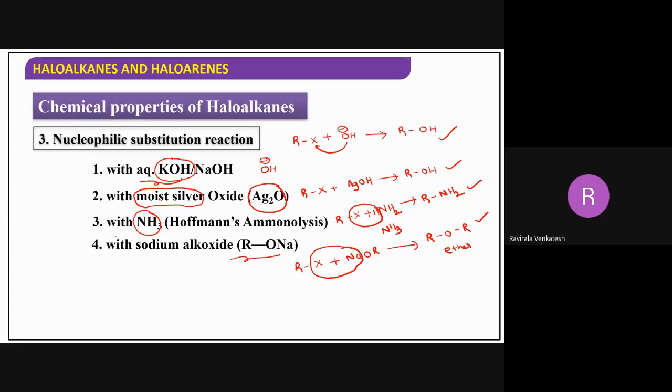All these reactions are nucleophilic substitution reactions. Here in the first one, what is the nucleophile? OH minus. In the second one, again OH minus. In the third one, NH2, NH2 is a nucleophile. In the fourth one, what is the nucleophile? OR. So these are the nucleophiles here. So here, we again discussed the reactions by taking different examples.